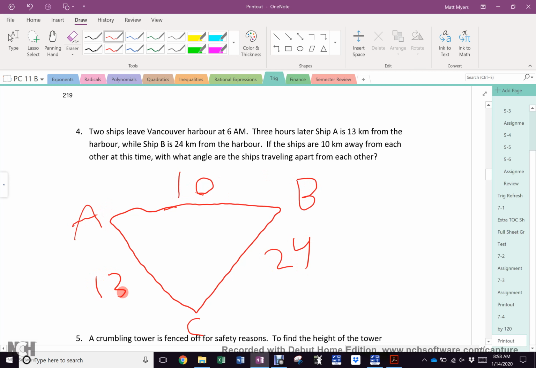Is that acceptable? Meaning that's the harbor, right? Because that's where they started from, yeah? I want the angle they left. So I need this angle right here, right? And he was smart enough to call it capital C.